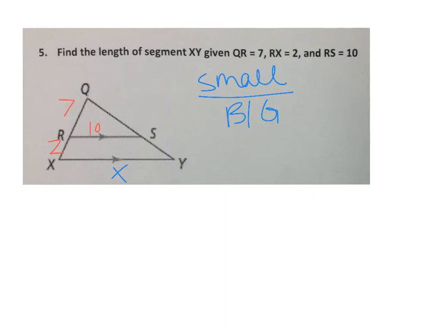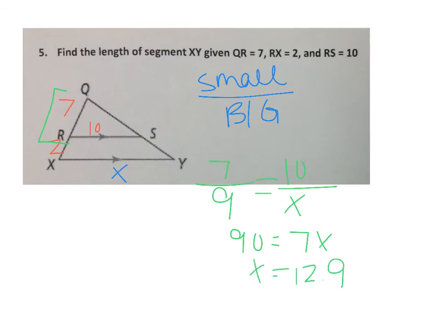So let's start with small side length, or the left side of the small triangle, is 7, compares with the big triangle, 7 plus 2 would have been 9, is equal to the bottom part of the small triangle, which is 10, over the bottom part of the big triangle, which is x. When we cross multiply, we get that 90 is equal to 7x, and we divide, x is equal to 12.9.